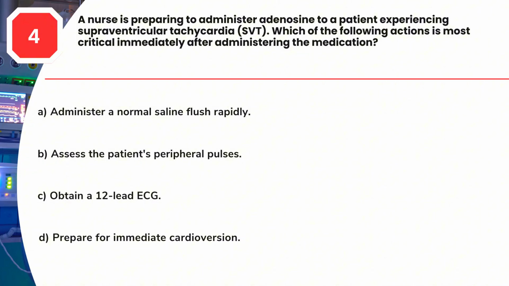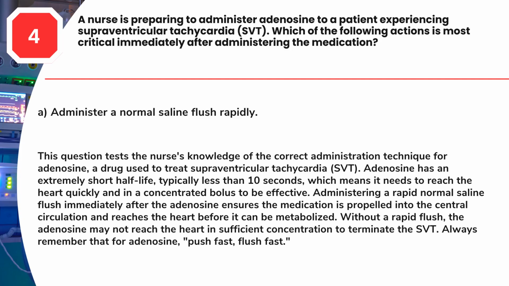A. Administer a normal saline flush rapidly. B. Assess the patient's peripheral pulses. C. Obtain a 12-lead ECG. D. Prepare for immediate cardioversion. Answer: A. Administer a normal saline flush rapidly.